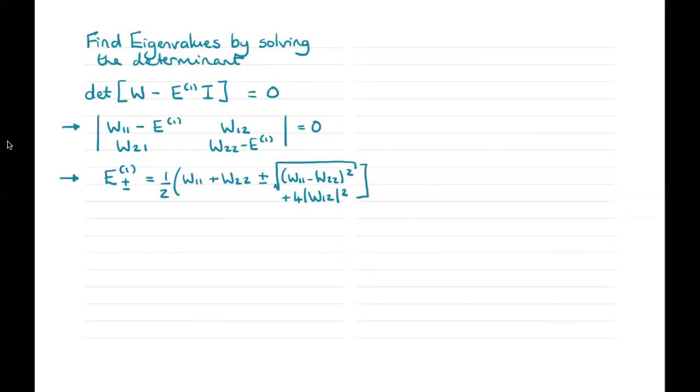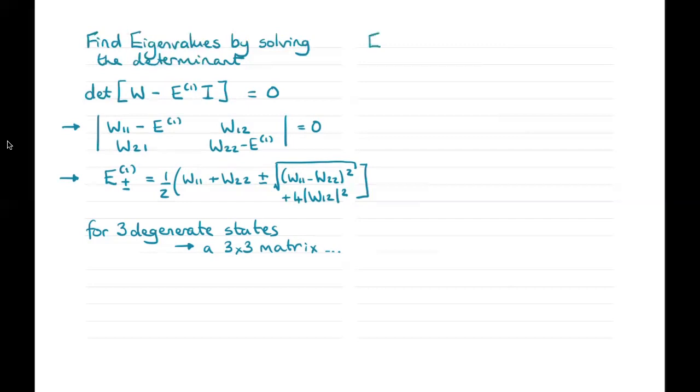So this is the approach if we have 3 degenerate states. This will give us a 3 by 3 matrix. 4 degenerate states, a 4 by 4 matrix, and so on. So let's apply this using an example, and then at the end we'll formally derive where these equations came from.